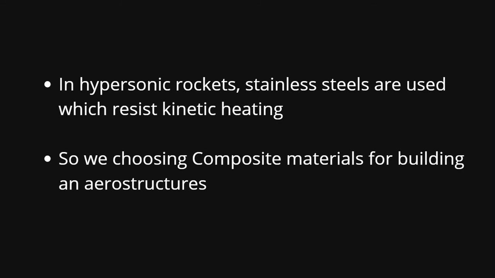So we choose composite material for building. This is the summary of steel and aluminum alloy, but we have another option called composite materials. It has the positive properties of both in the same material. So we choose composite materials for building aerostructures because steels are only used in military standard flights like fighter jets and hypersonic rockets, and aluminum structures are used in commercial flights. But composite materials are used for both commercial flights and military aircraft.